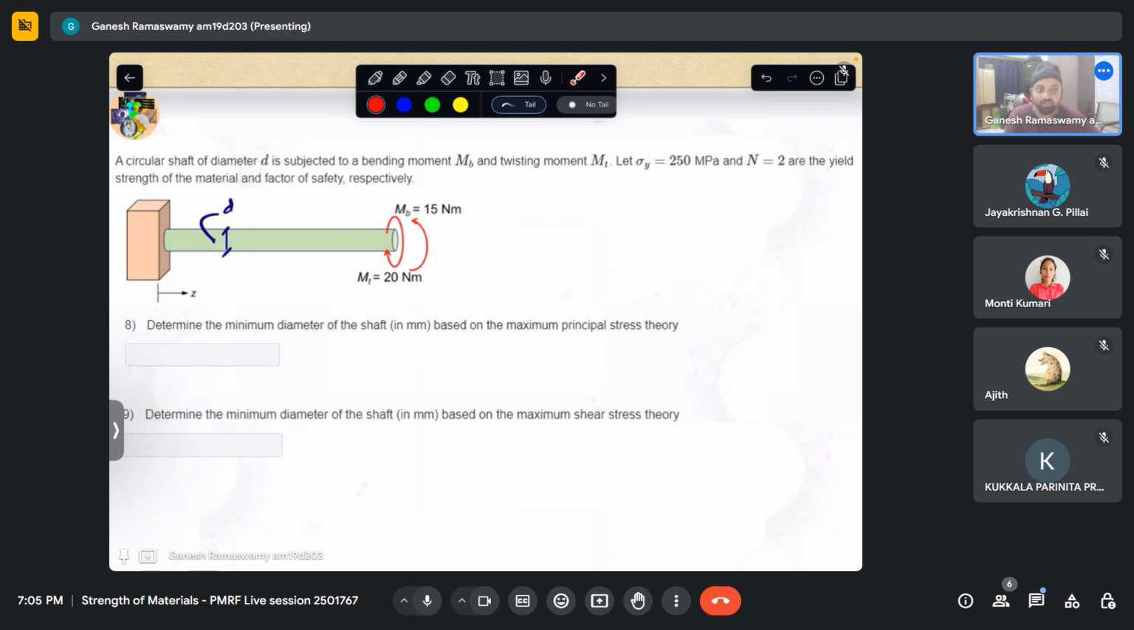Except there is one more peculiarity to this problem: it is a situation of combined loading. That is, we have studied bending separately and we have studied twisting of shafts separately. But in this case, both come together. So let us see how we go about solving this question.